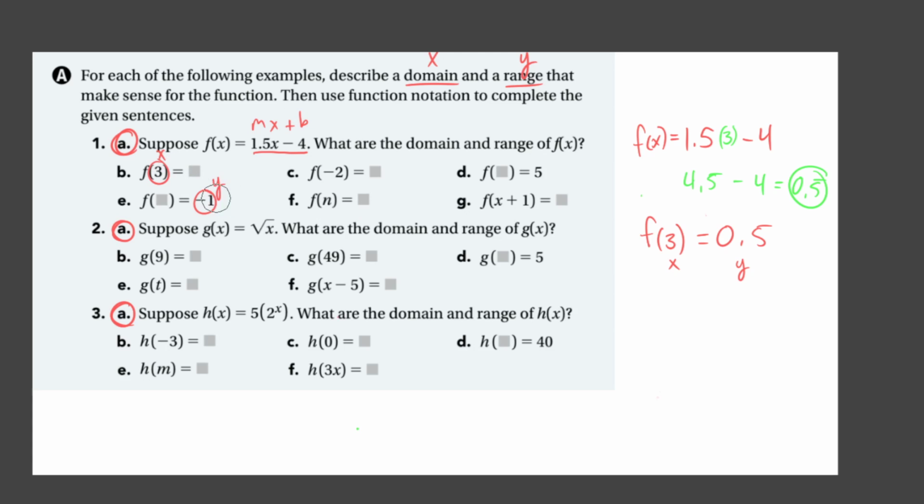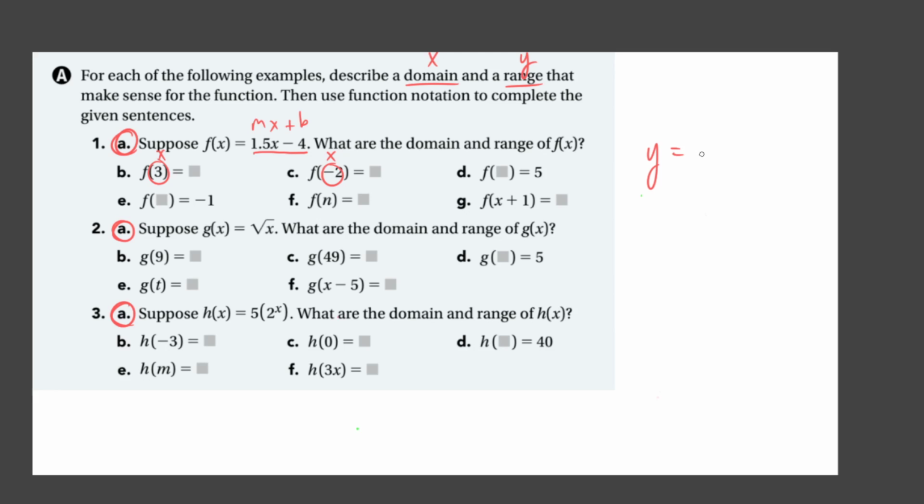Now I'm going to move on to the second one. Again, purpose of this is it's a video, so if you guys need to go back or move forward or skip ahead, go ahead. Second problem, f of -2. Again, this is an x value. So once again, I have y is equal to 1.5x minus 4. My x value is going to be -2. So all I'm doing is replacing this x value with -2.